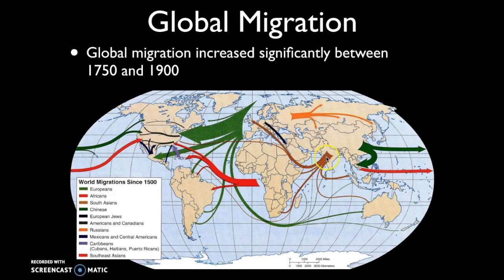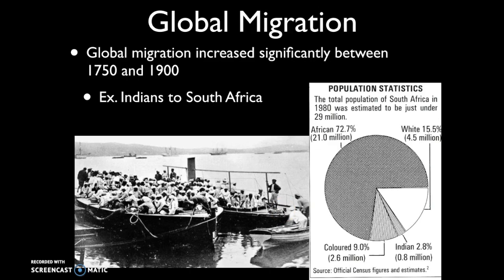So for example, Indian migration to places like South Africa. We can see these population statistics of South Africa, and we can see that the Indian population represented almost 3% of the total population of South Africa. And the reason for that, obviously, is that India and South Africa were both British colonies, and so they had that in common. And so oftentimes you had people leaving India in order to find work in places like South Africa and other colonies. And so many of them moved to the eastern seaboard of South Africa.